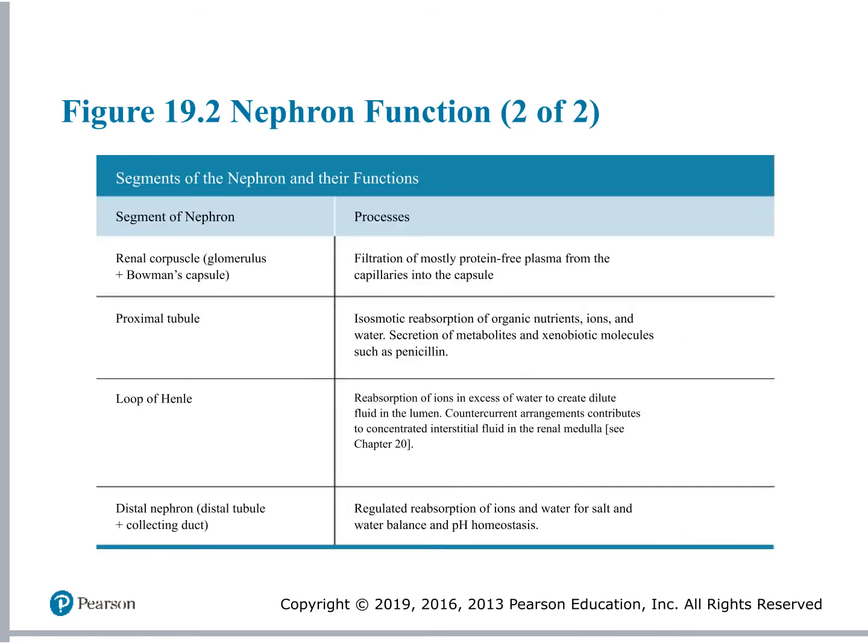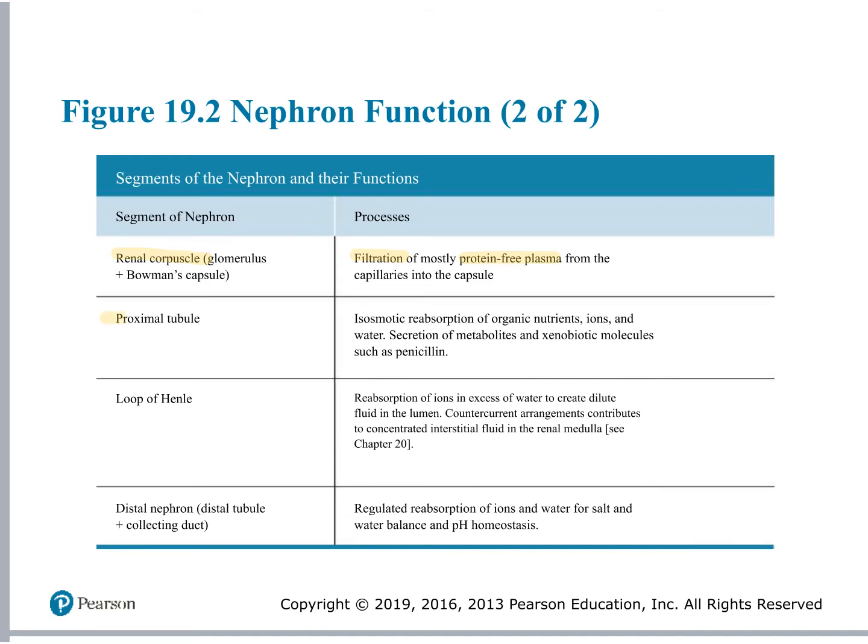This is a pretty good table to look at what happens in different segments of the nephron. So, for example, at the renal corpuscle, that's filtration only, and it's going to be mostly protein-free plasma. What does that mean? That means the proteins stay in the circulation. If you have protein in your urine, then there's something wrong with the kidneys.